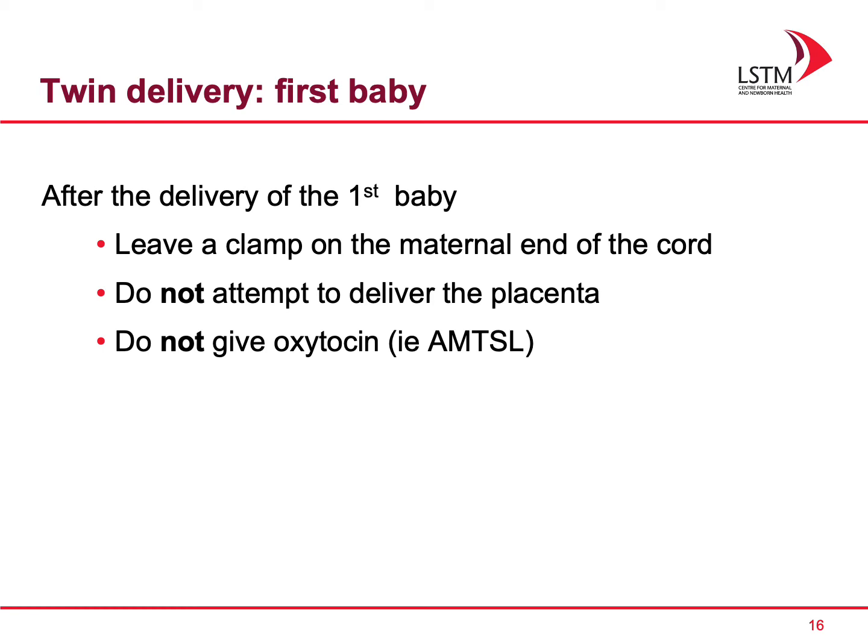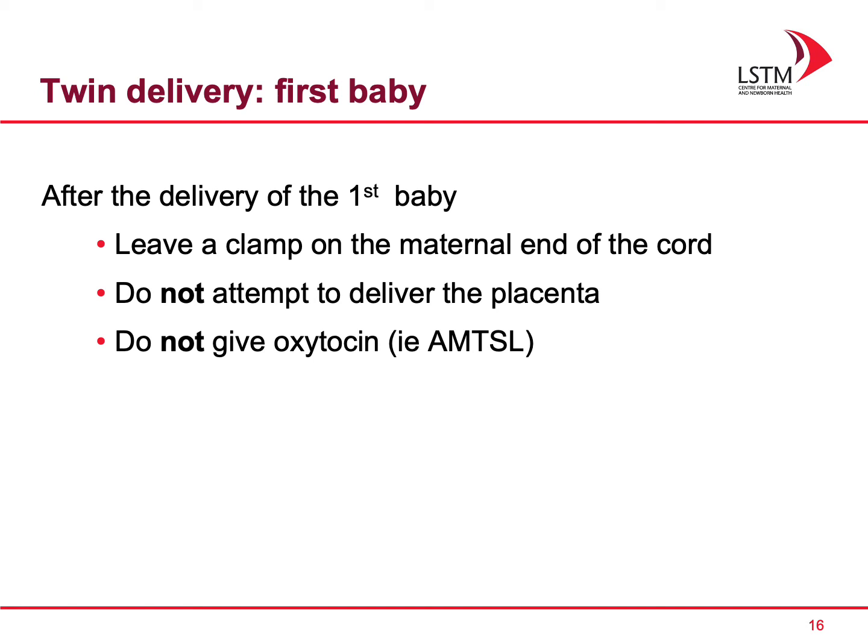And still, it's important, if it is cephalic, to put one clamp on the first cord and two clamps on the second cord to differentiate between the first twin and the second twin, just in case you need to do a pathologic examination of the placenta. You know which twin had any issues, or in cases of twin to twin transfusion and other complications which might appear on the twins. So leave a clamp on the maternal end of the cord, and do not attempt to deliver the placenta when the first baby has been delivered.